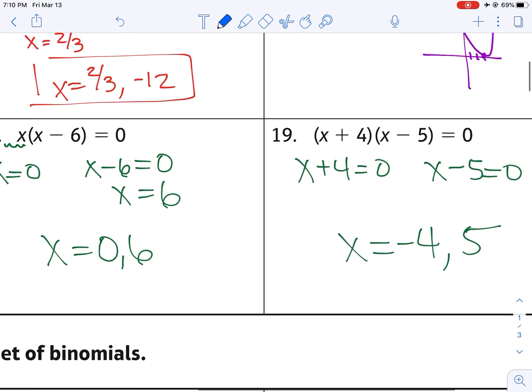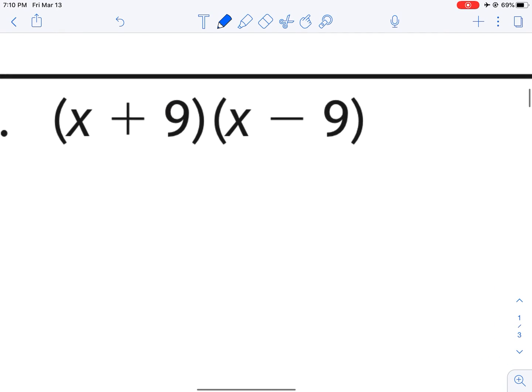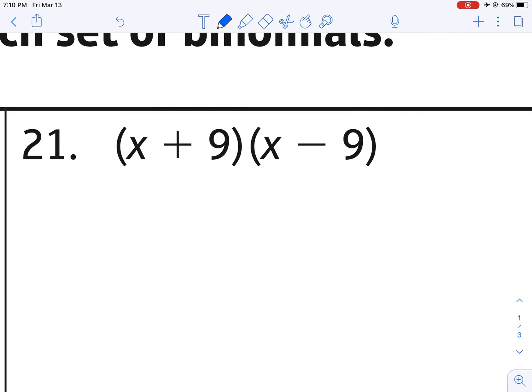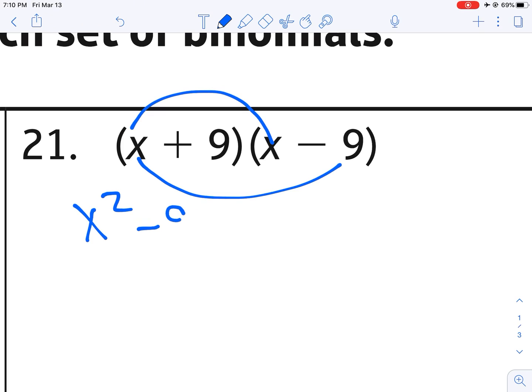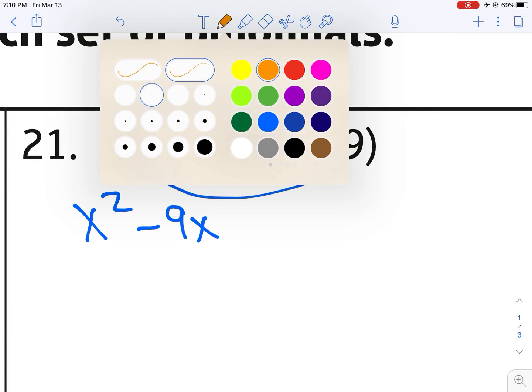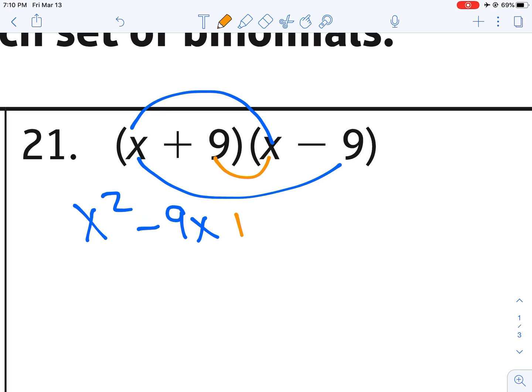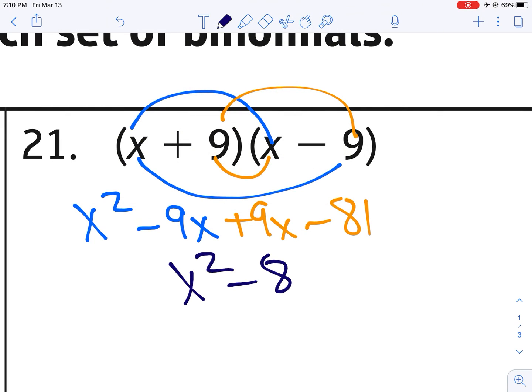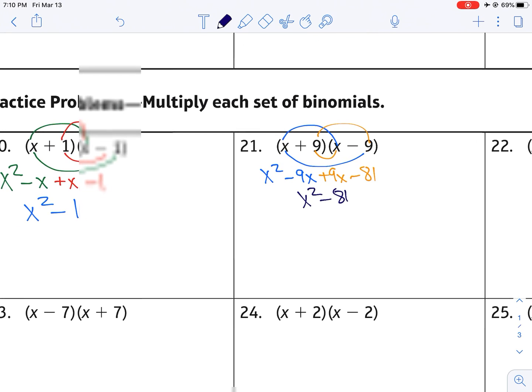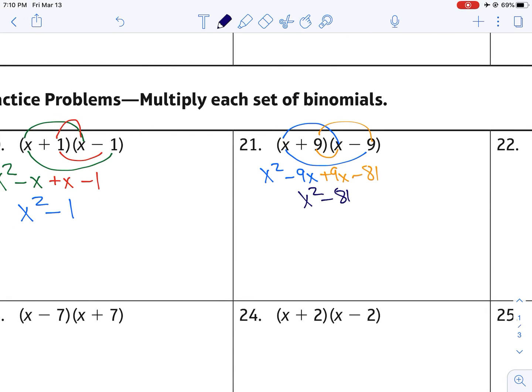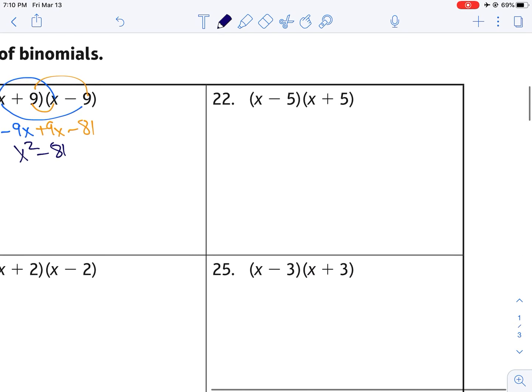Let's look at the next one. Oopsie daisy. Look at these two. Exactly the same. If I multiply these two, I would get x squared. These two, -9x. Here I would get 9x. And last but not least, -81. So when I combine like terms, I would get x squared minus 81. What are you noticing? I want you to go ahead and do the next 4.